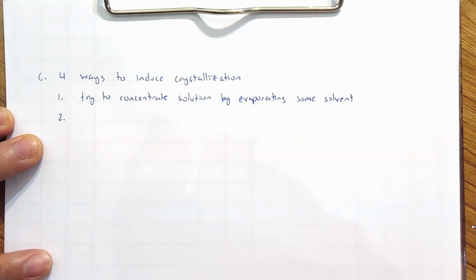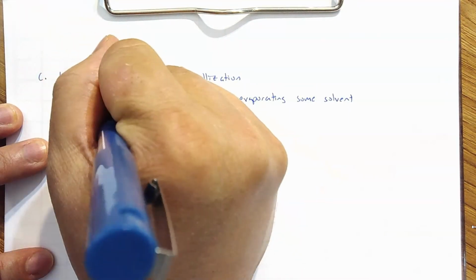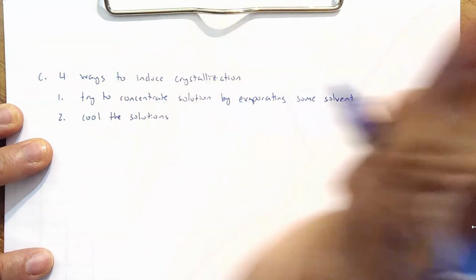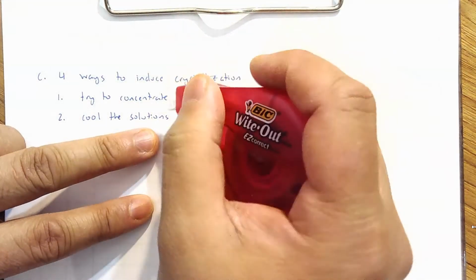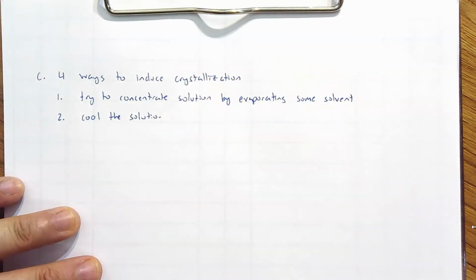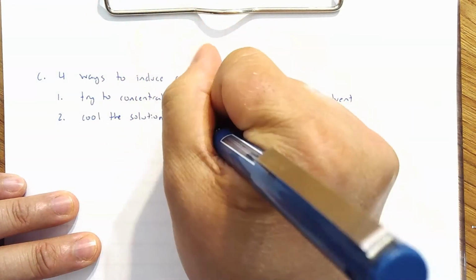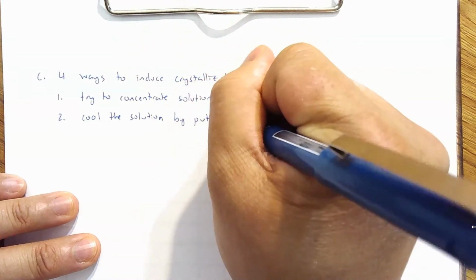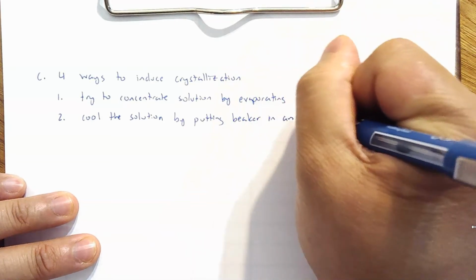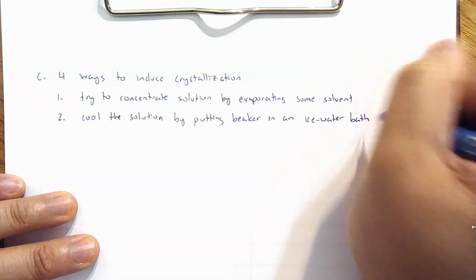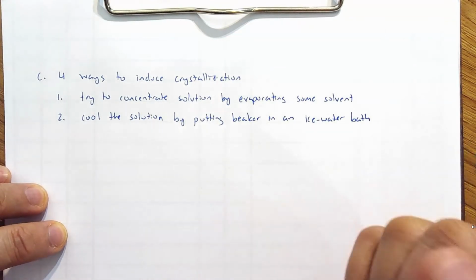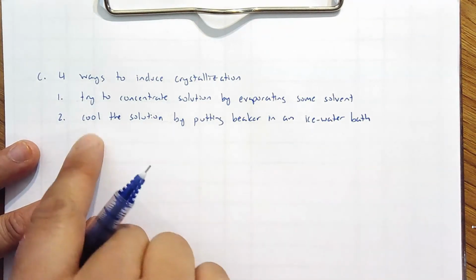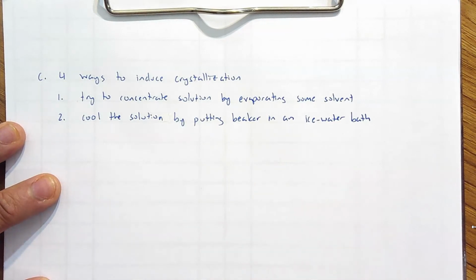That's number 1. Number 2, cool the solution. The procedure says to cool it slowly to room temperature, just by letting it sit on the bench. But I want to cool the solution by putting the beaker in an ice water bath. You know that solids are typically less soluble in cold liquid. Normally you want to heat up. For instance, when you want to dissolve sugar in tea, you want to use hot tea, get all the sugar dissolved. Here we go the opposite. If we cool it, maybe we could convince the molecules to precipitate.